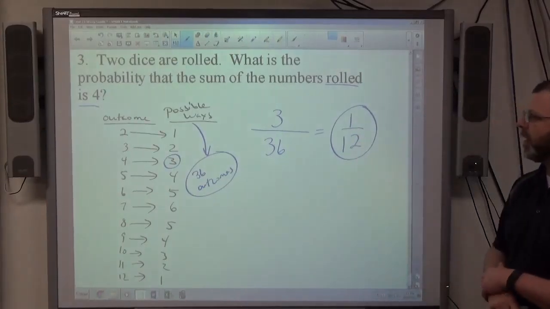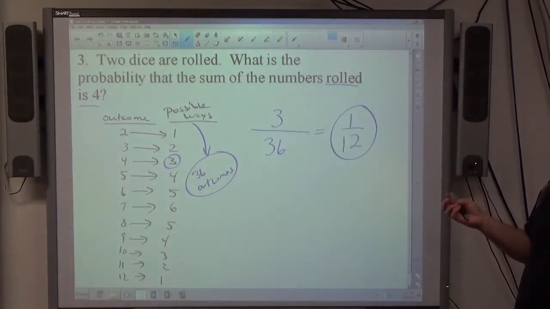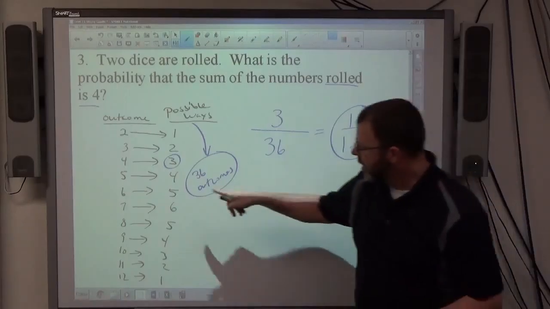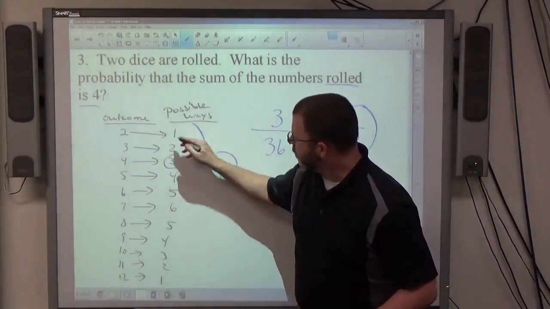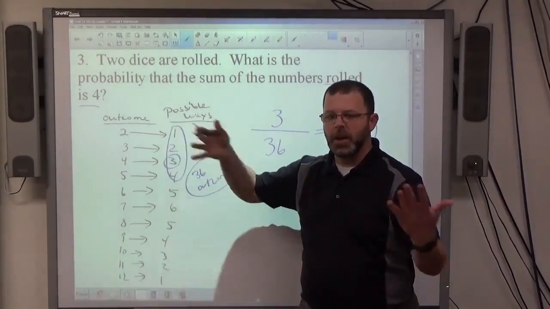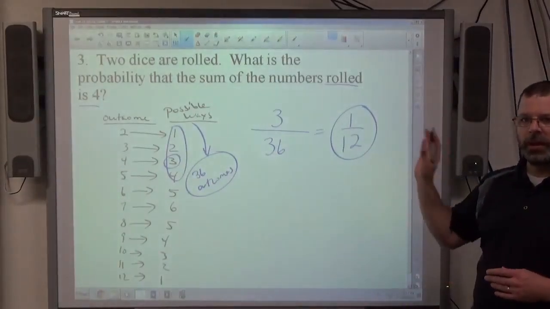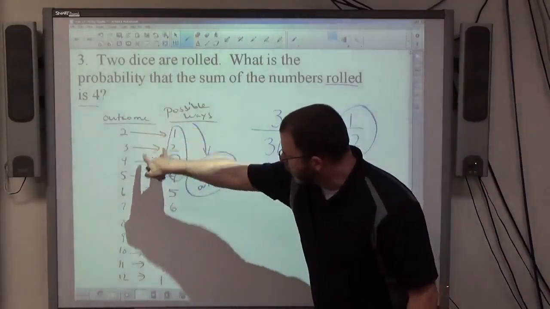So if they had said, what's the probability that the sum of the numbers is less than 6? Less than 6 would be 5, 4, 3, or 2. That adds up to 10, 10 over 36. So again, you can get all the information you need by creating this structure.